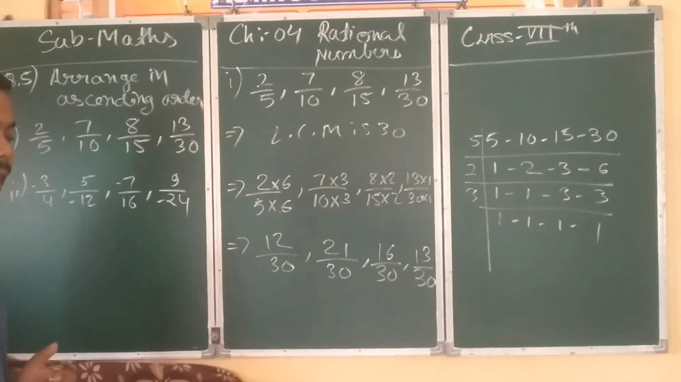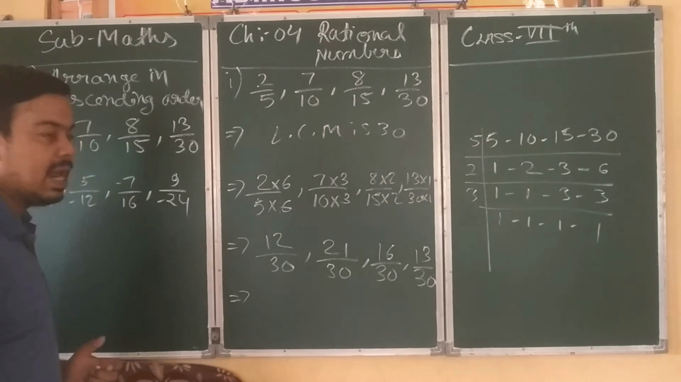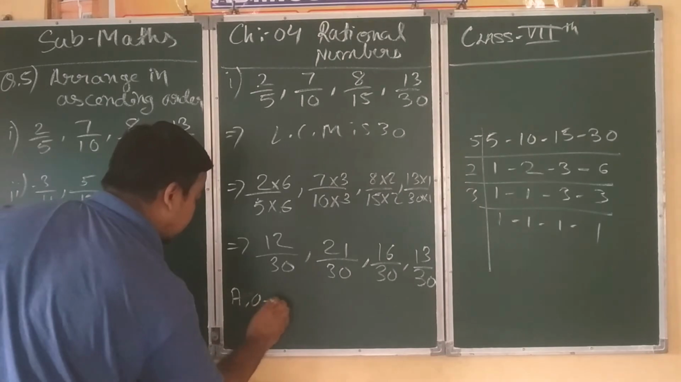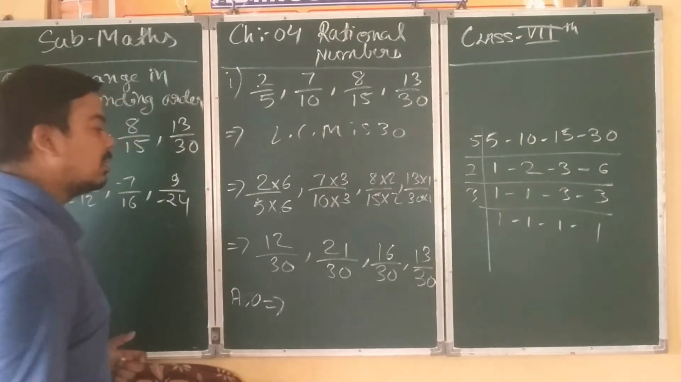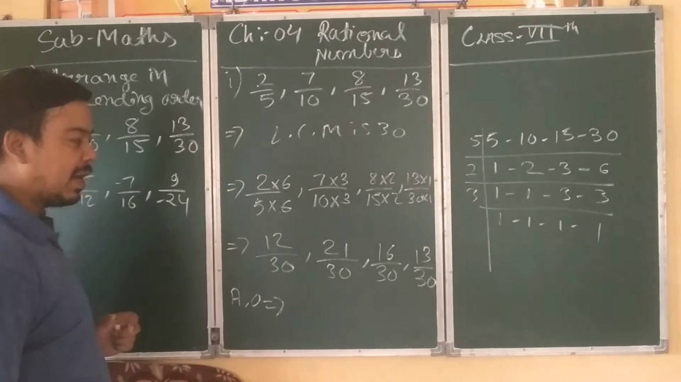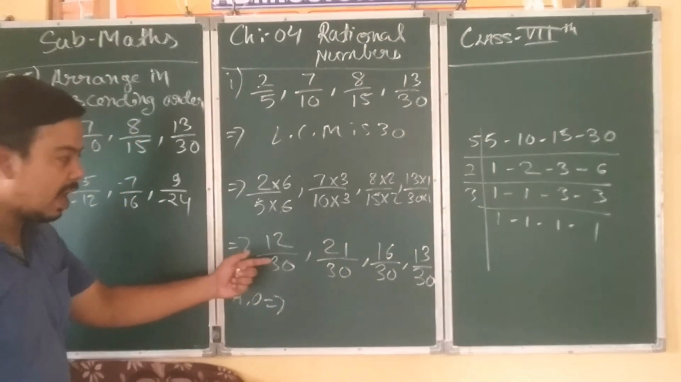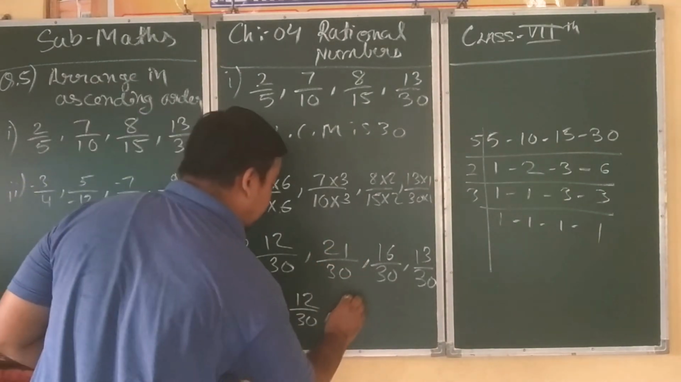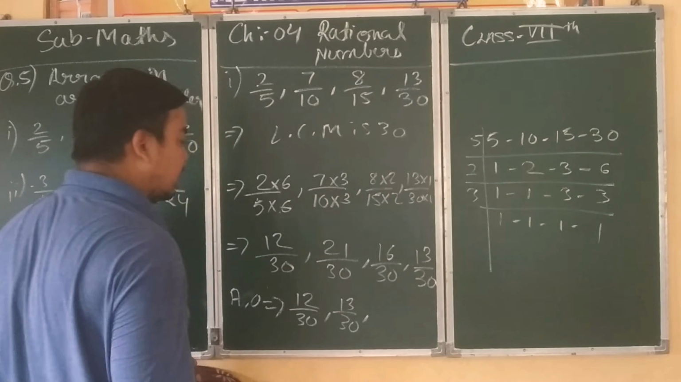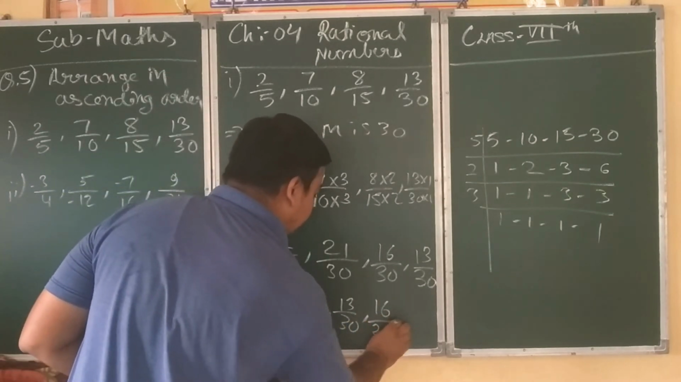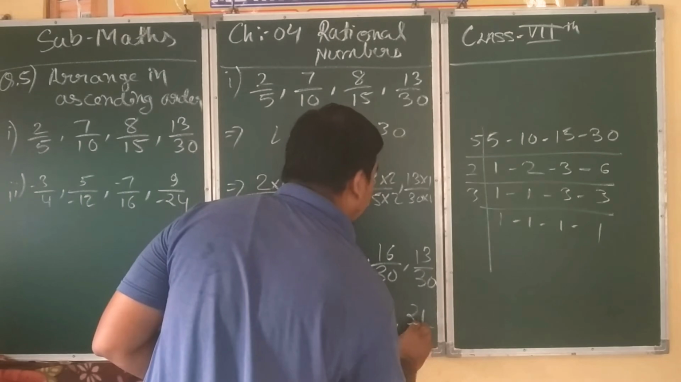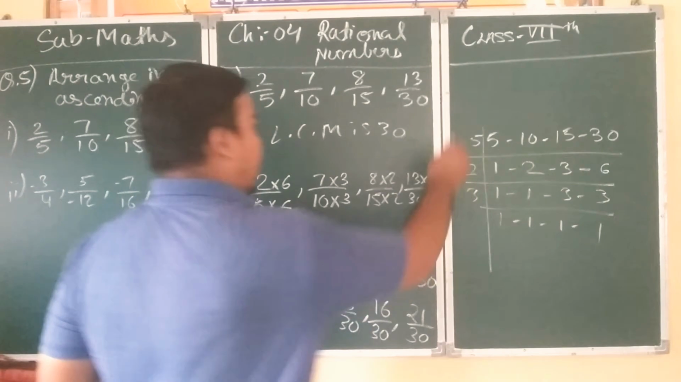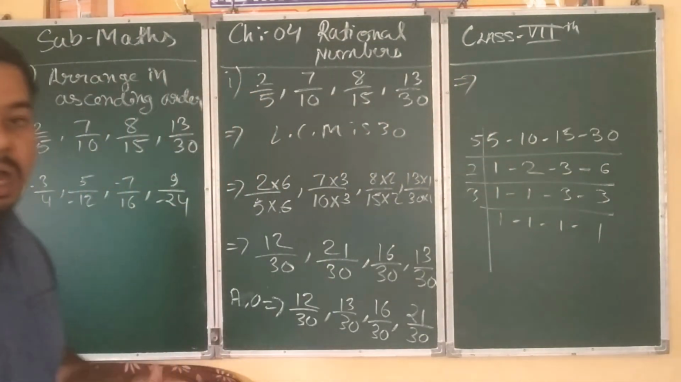So now we write these rational numbers in ascending order. Ascending order means the smaller number first, and since the denominator is the same, we see the numerator. So 12 by 30, then 13 by 30, then 16 by 30, then 21 by 30. But the original rational numbers were these, so again we write according to the question.